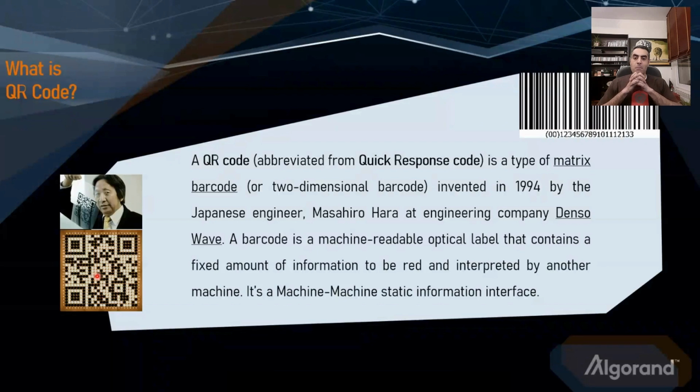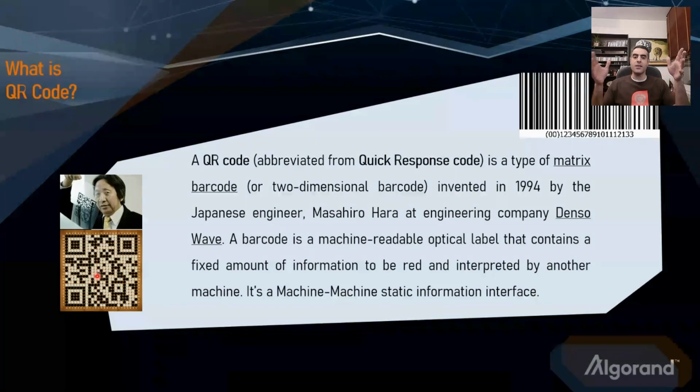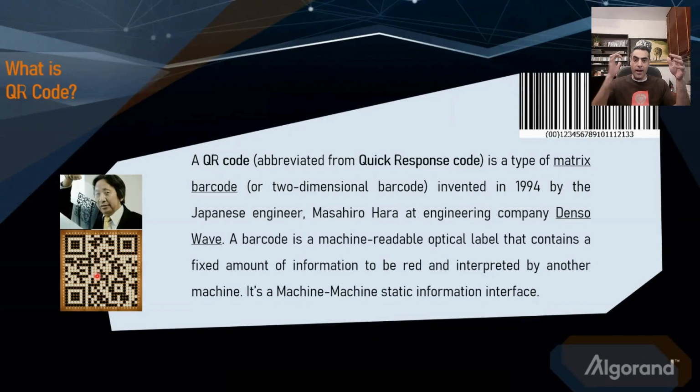QR codes are matrices. By matrices, I mean two-dimensional and Cartesian, actually. Cartesian. Did I say Cartesian? Two-dimensional matrices containing representations of binary data, which is bits, zeros and ones. They were invented by a brilliant Japanese engineer named Masahiro Hara, working for a Japanese automotive engineering company named Denso Wave.